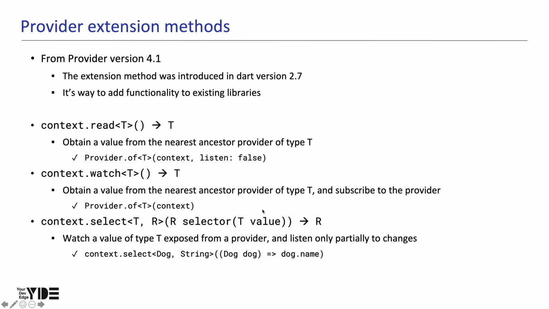context.select is used when you want to listen only to changes in a specific property of an object that has a lot of properties. context.watch rebuilds even if only one value of the object changes, but if you use context.select, you can selectively listen to what you want to listen to. The example of context.select below has a good effect on performance because it rebuilds only when the name value changes.